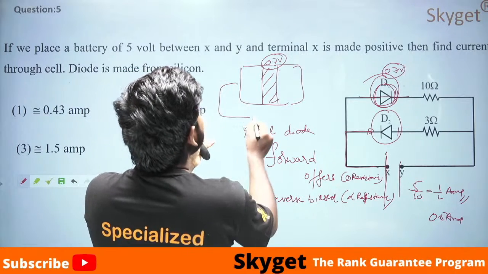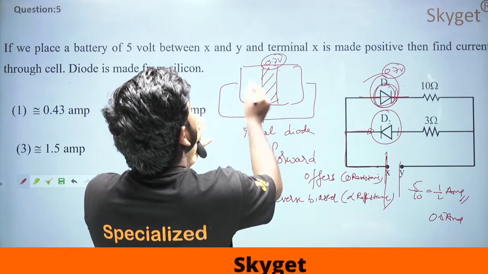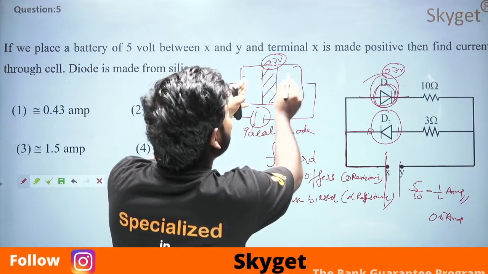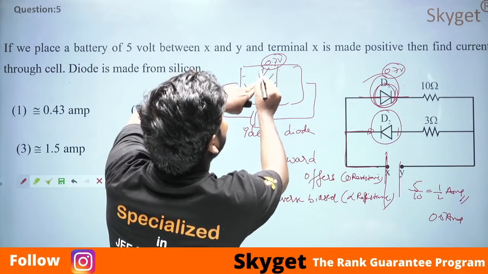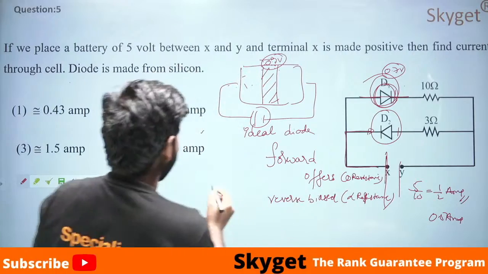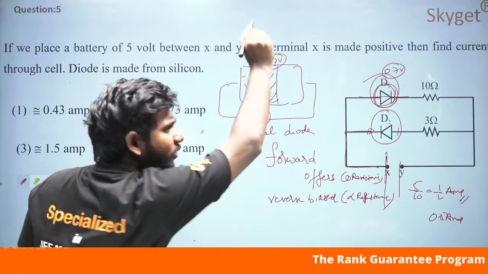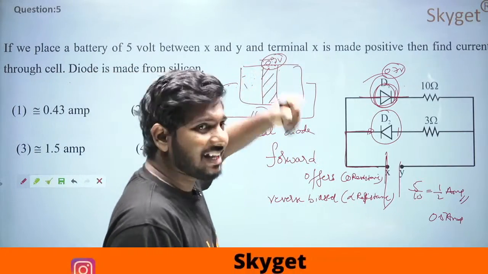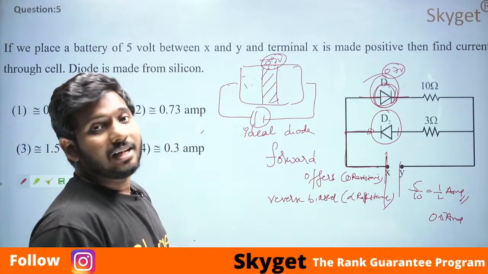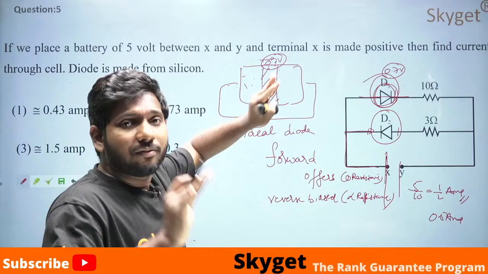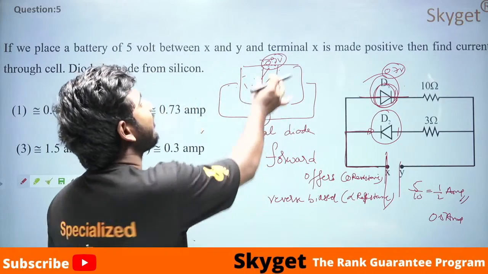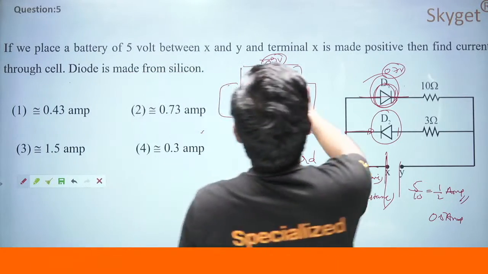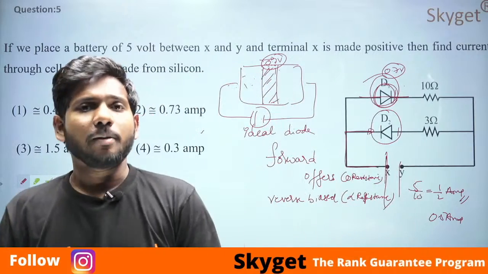Suppose you are giving a positive terminal having a voltage higher than 0.7, then current will flow in the forward direction and it will pass from here to here. Otherwise, if the given potential is not higher than 0.7 volts, even in forward bias, an ideal diode should allow it. But for a real silicon diode, there will be a band gap here, which is forbidden energy, so current will not flow easily.